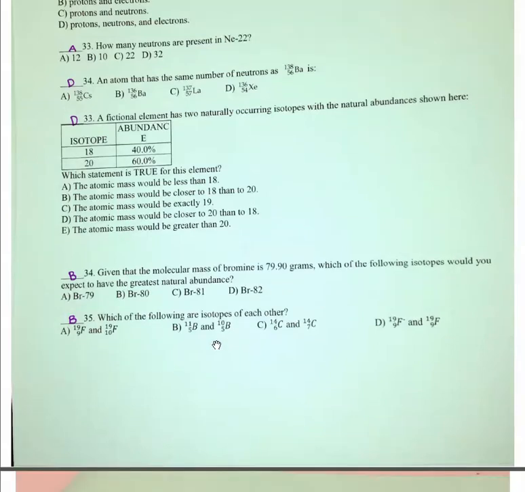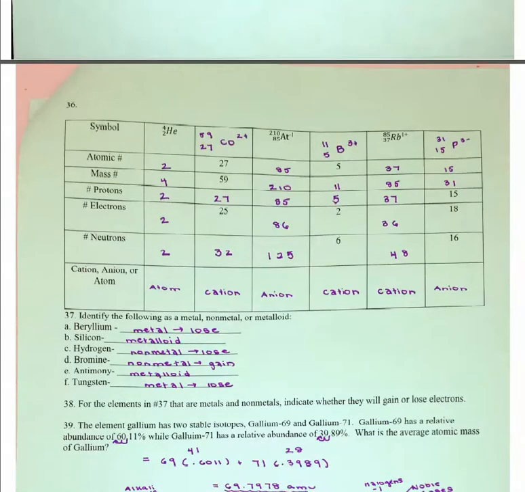Which of the following are isotopes of each other? Remember, isotopes, different number of neutrons, same number of protons. So A, these have different number of protons, that doesn't work. These have the same number of protons, but different number of neutrons because they have different mass numbers. So that works. Let's check the other ones. Different number of protons, so that doesn't work. Same number of protons, but same number of neutrons because they have the same mass number. These are ions of each other. So that's not what I'm asking. I'm asking for B. All right.